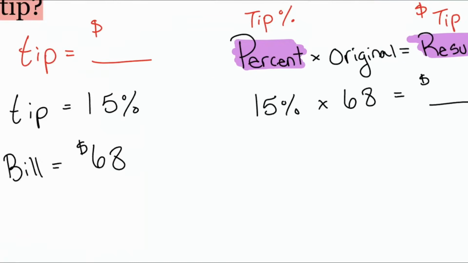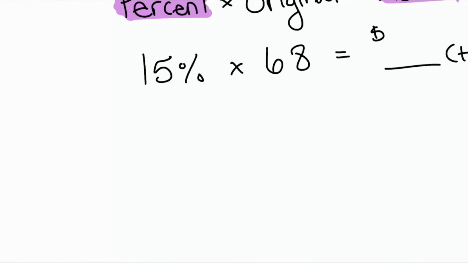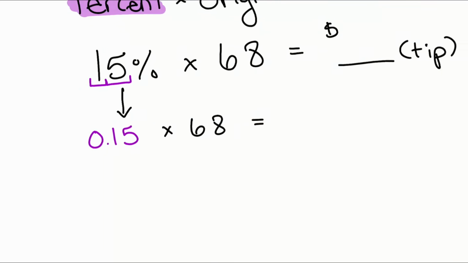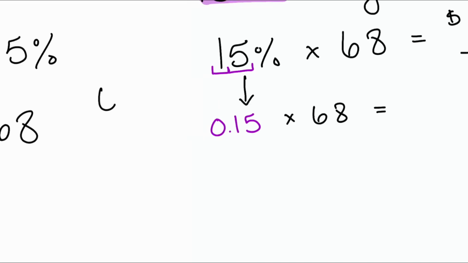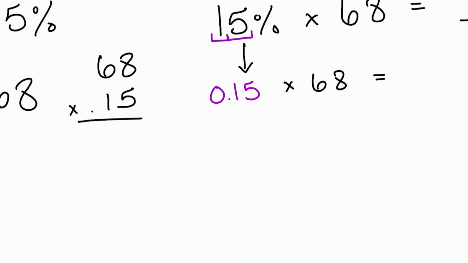So here we go. Let's zoom on in. 15% is going to turn into what when we calculate? A smooth 0.15. That's right, 15% going left twice gives us 0.15. And then from there, we're going to multiply by that 68. Let's set this up here on the side. We'll ignore the decimal place, multiply like normal, and then bring those decimals back at the end.